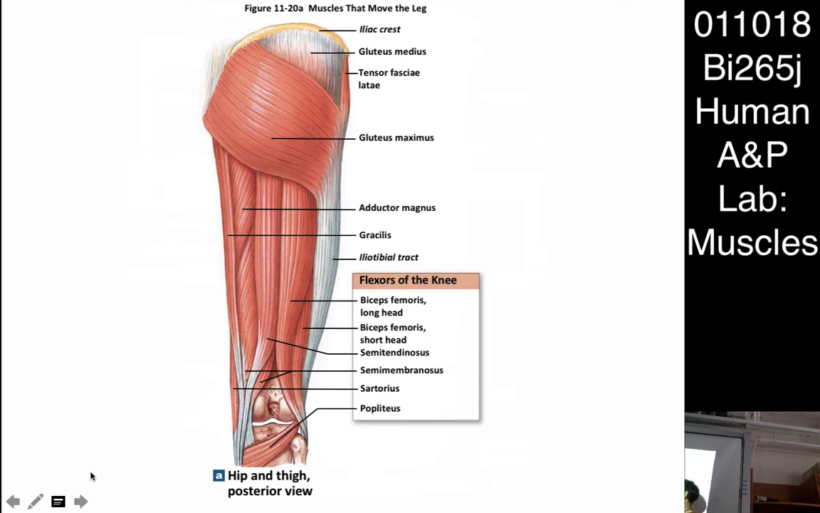Here's the biceps femoris in a better view. We have the semitendinosus and the semimembranosus on the medial side. So the semitendinosus is the tendinous one that's superficial, and then there's a broad, thin, membranous part of that muscle, the semimembranosus. So on the lateral side is the biceps femoris, long and short head. On the medial side is the semitendinosus and the semimembranosus.